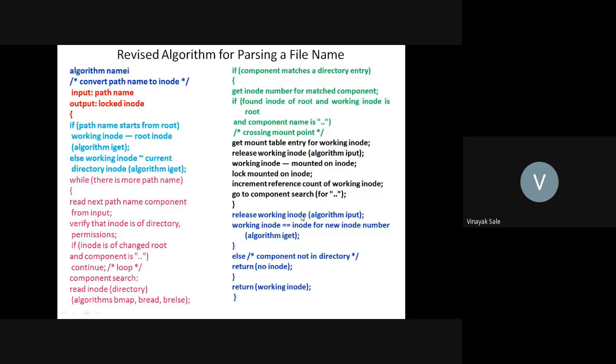Release the working inode with the help of the iput algorithm. Working inode is equal to the inode for the new inode number, that is iget algorithm. Else, if the component is not in the directory, return no inode, return working inode.